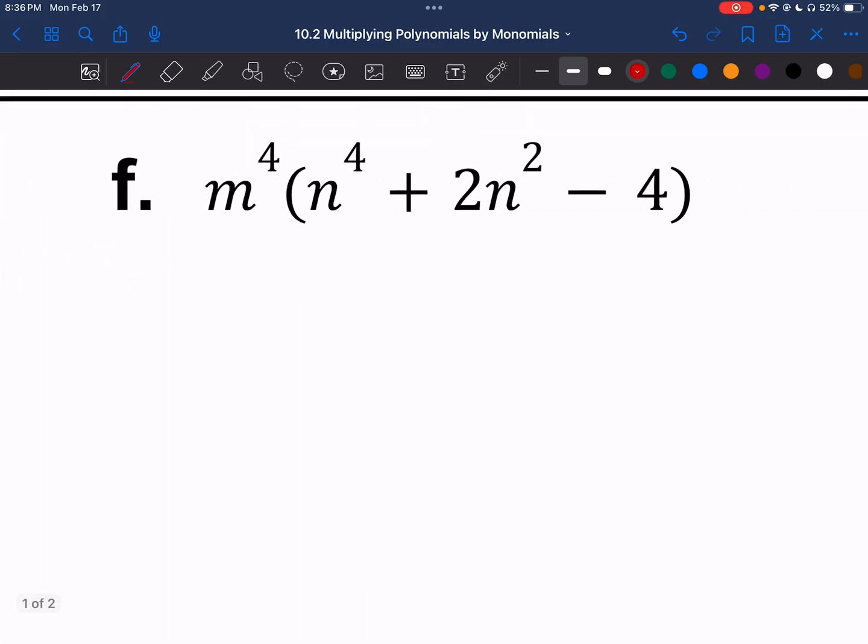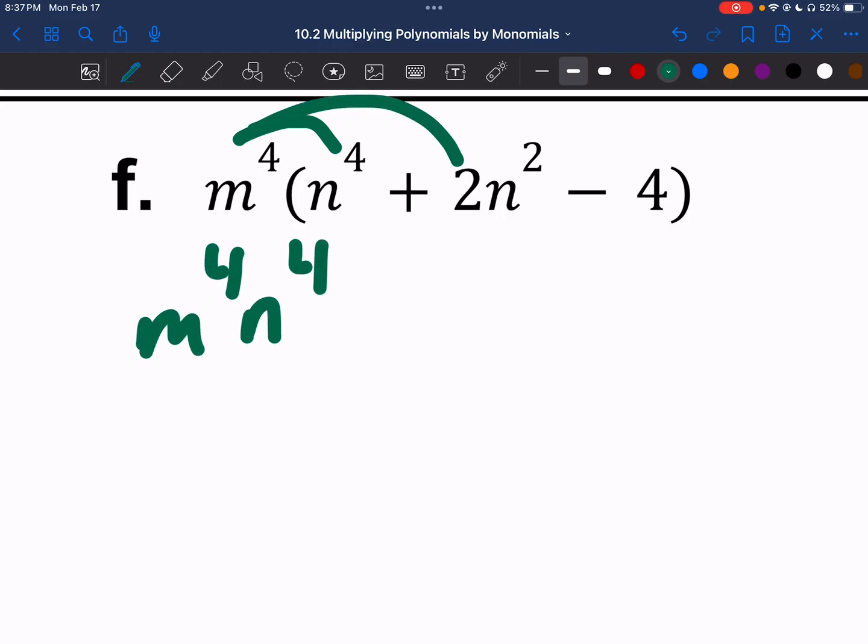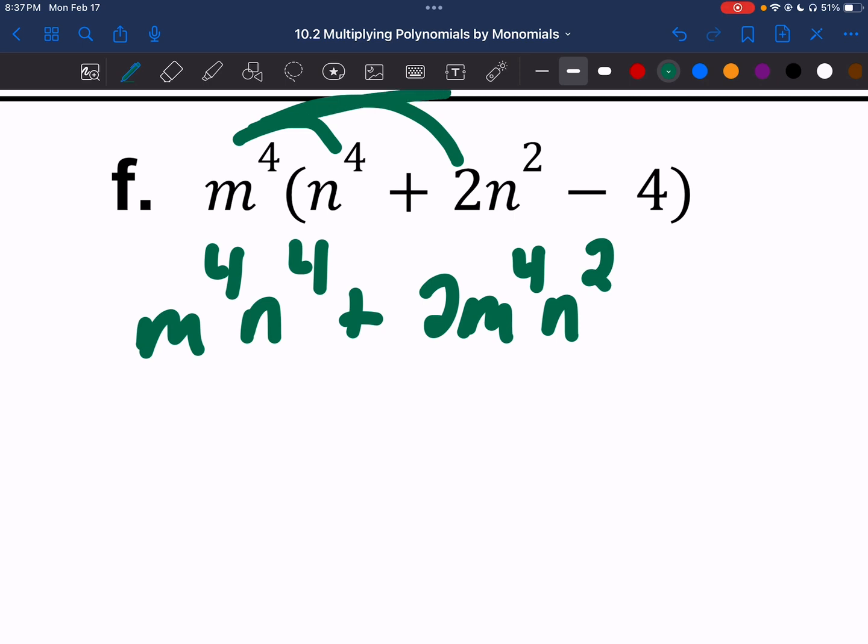Our last one here, m to the fourth times n to the fourth, that's m^4 n^4, plus 2m^4 n squared, minus 4m to the fourth. Okay. And we're good there. Nothing else for us to do. Everything's already in standard form.